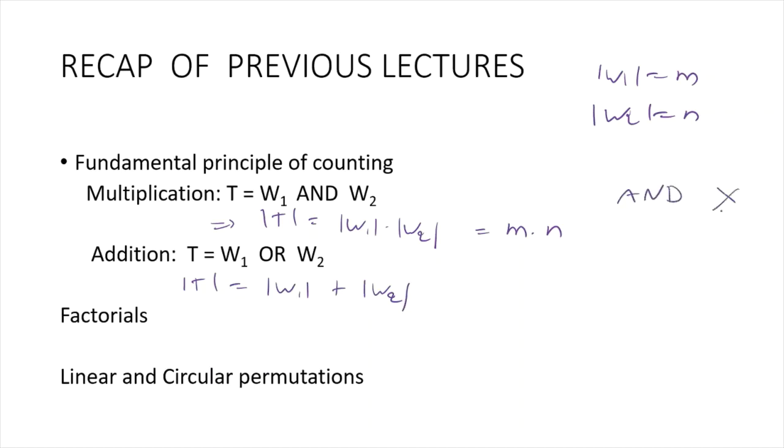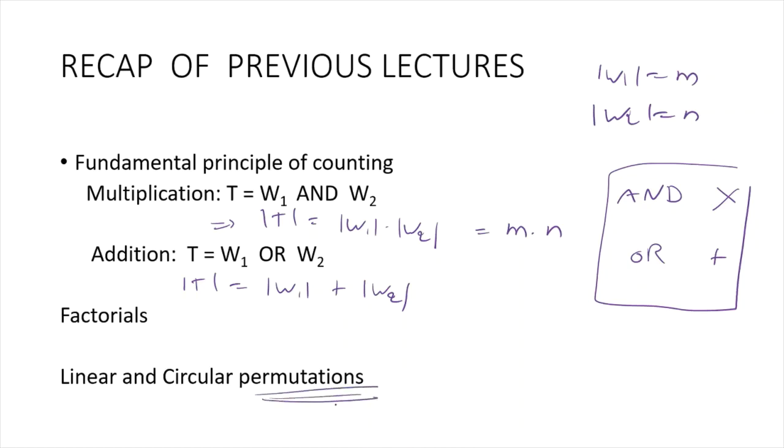You have to remember these two things. Whenever AND comes, you have multiplication. Whenever OR comes, you have addition. These are the two things that you have to remember throughout this chapter. Then we defined factorials. By this time I think you are familiar with factorials. And then we defined linear permutations and circular permutations, and discussed a few differences between these two. Anyway, we are going to deal with circular permutations in detail in this lecture.